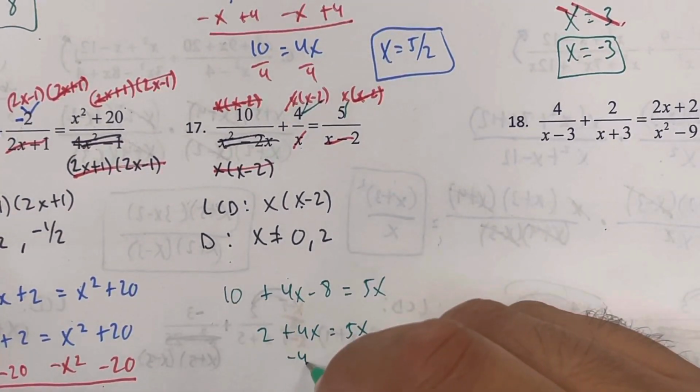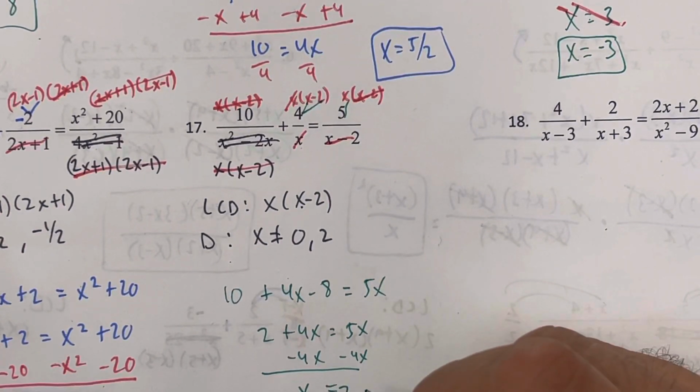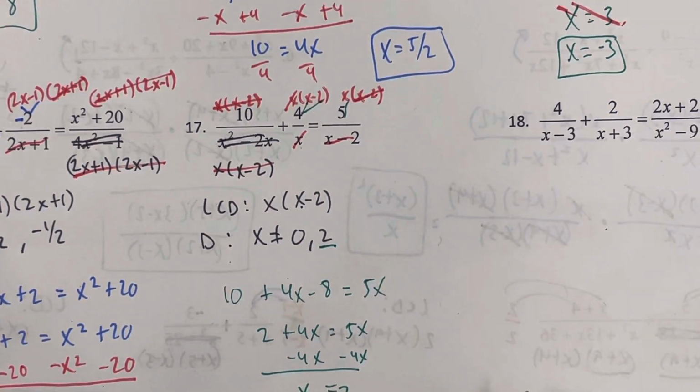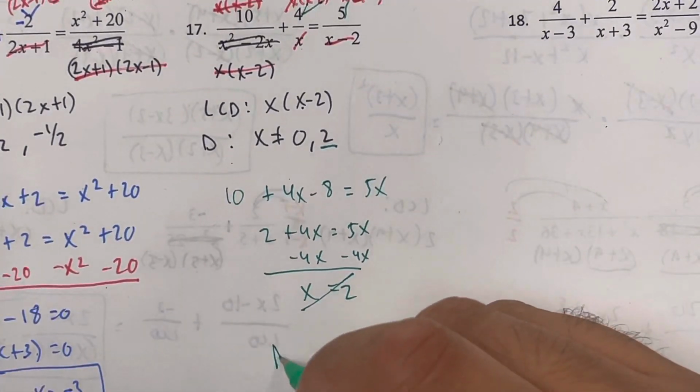I'm going to go ahead and subtract this 4x over. And we get x is equal to positive 2. But your restriction says that x cannot equal 2. So when I cross this out, there's no answer. So that's going to be a no solution.